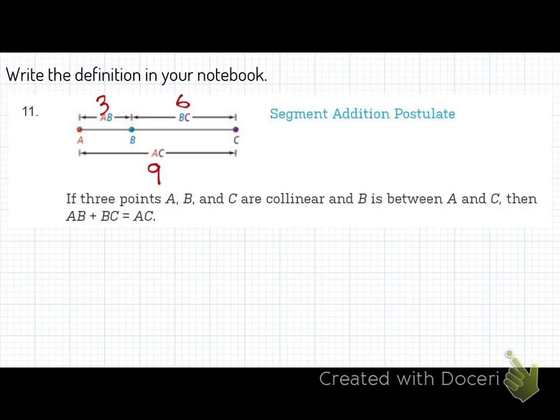Okay? Here's the definition for it. We want to make sure we are accurate on it. If 3 points A, B, and C are collinear and B is between A and C, then AB plus BC is equal to AC. Segment addition postulate.